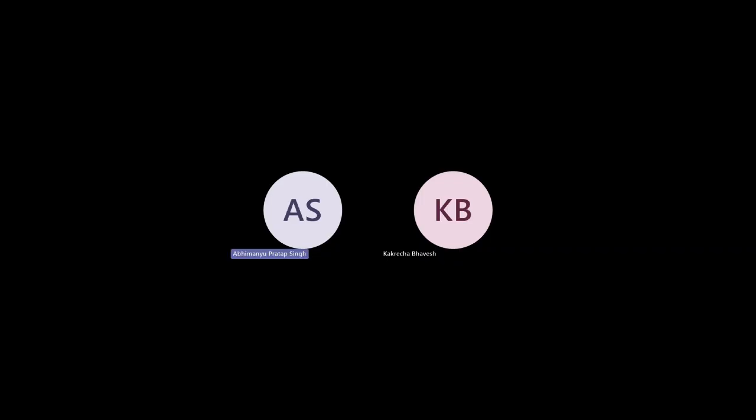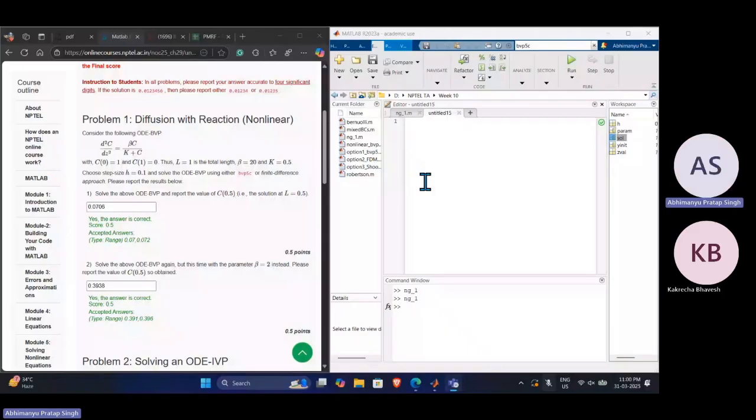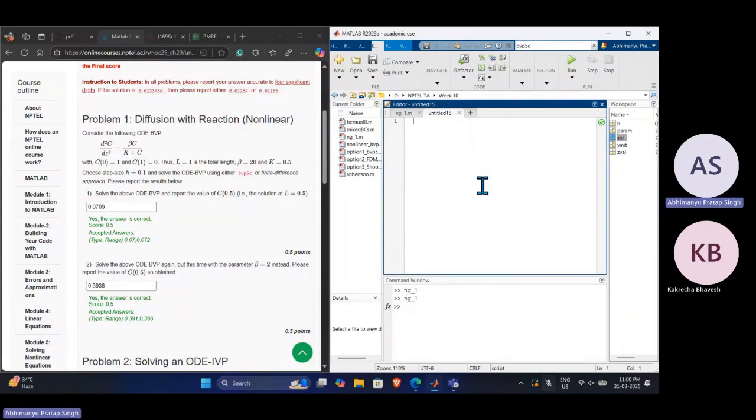If I create some program, I will share my screen now. My screen is visible, right? Yes, sir. Fine. So we can create something.